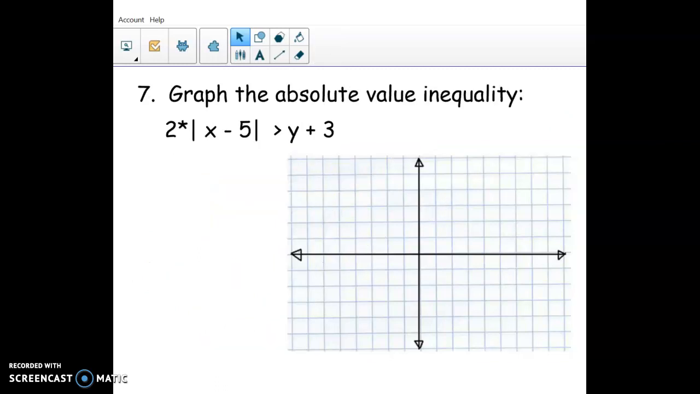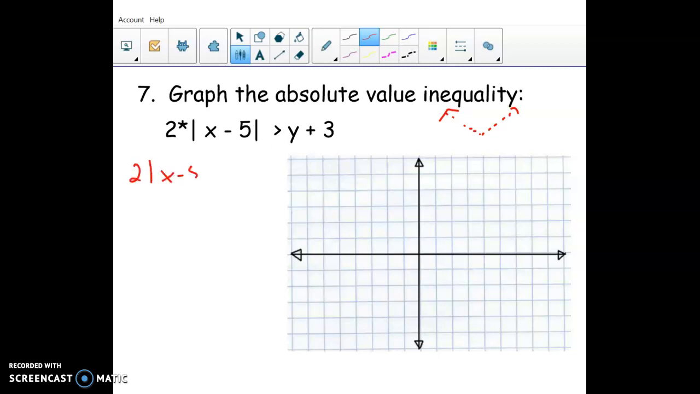Okay, last one for you. Graph the absolute value inequality. Okay, first thing I'm going to realize here is this is going to be a V because it has absolute value. So I know it's a V shape. And I know it's going to be dashed because there's no equal to. And so I'm going to get y alone like we normally would. So I'm going to start by minusing 3 from both sides.